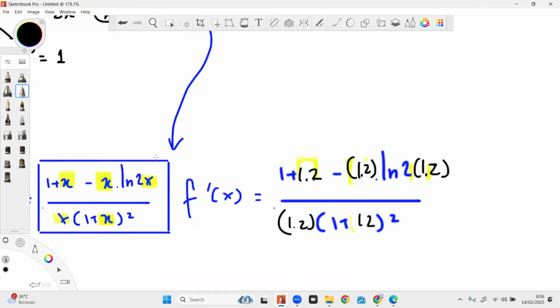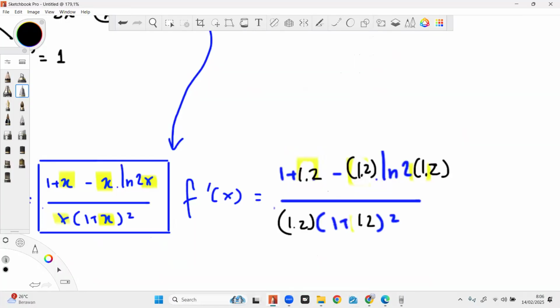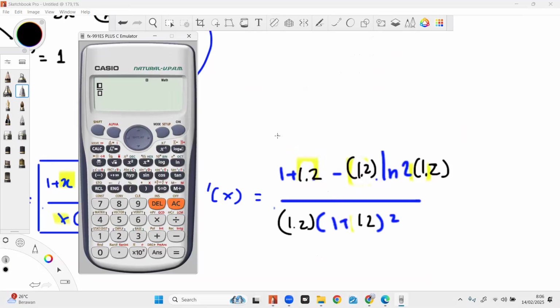Okay, do this. 1 plus 1.2, subtract 1.2 bracket ln 2.4, right? Make it fast. Over 1.2 bracket 1 plus 1.2, or you can just write 2.2 actually, power 2. The answer is 0.198.